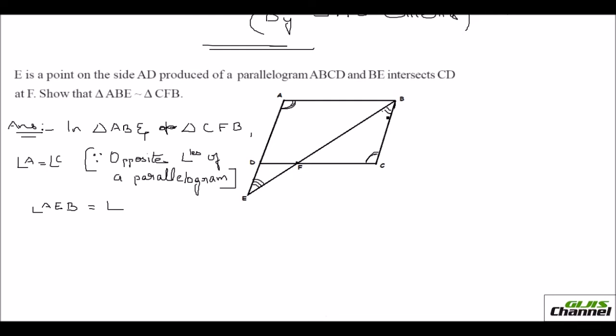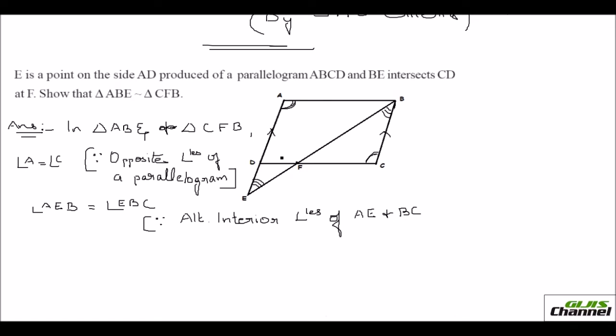Can you say why? This I would call angle EBC, okay? The reason is because they are the alternate interior angles, right? The sides AE and BC, okay? So they are parallel. Since it is a parallelogram, these sides are parallel, right?